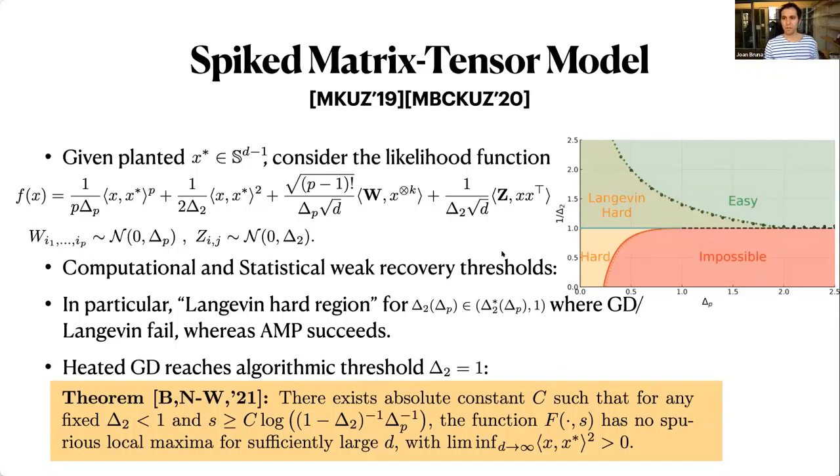Okay, so here the question of succeeding and not succeeding is in the notion of what's called weak recovery in statistics. So you just want to find your global maxima to be correlated with the ground truth.